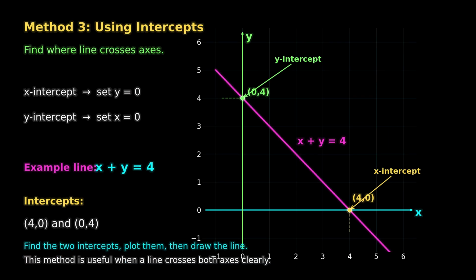Another method is using intercepts. Find where the line crosses the axis. The x-intercept is the point where y is equal to 0. And the y-intercept is the point where x is equal to 0.